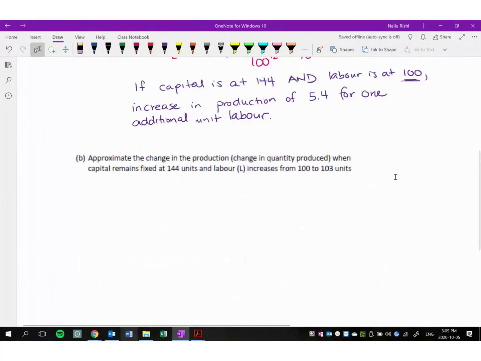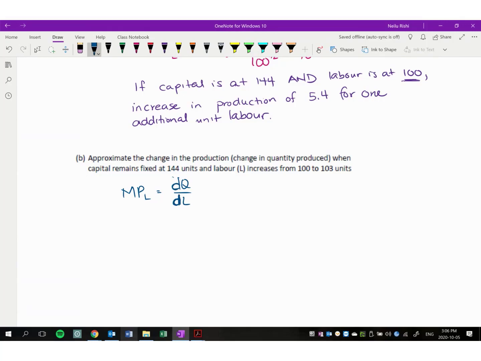Okay, part B. Approximate the change in production when capital remains fixed at 144 units and labor increases from 100 to 103 units. Okay, so I'm going to expand on what Pearson presented, and I'm not sure I'm actually expanding on it versus just reiterating it. So when we get the derivative, MPL, it's really dQ over dL. Now these d's are about infinitesimally small change. In math, we love to use d's to represent change.